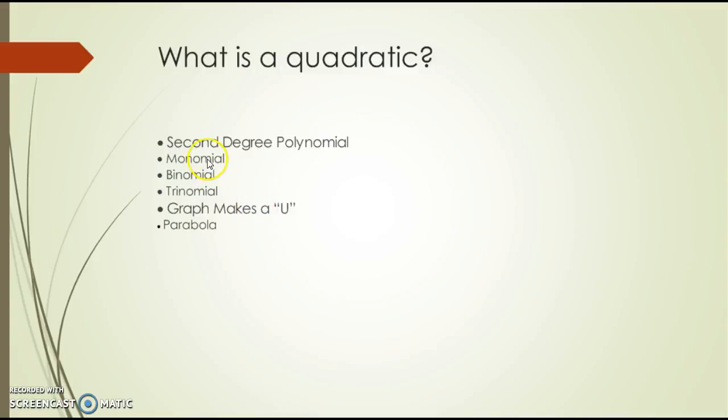Well, it's a second-degree polynomial. Okay, you can have a quadratic that's a monomial, a binomial, or a trinomial. Right? It's always going to have an x squared in it. Okay, that's how you know if it's a quadratic, because the highest exponent is a 2. Okay, whenever you graph a quadratic, it makes a U-shape, and we call that U-shape a parabola.